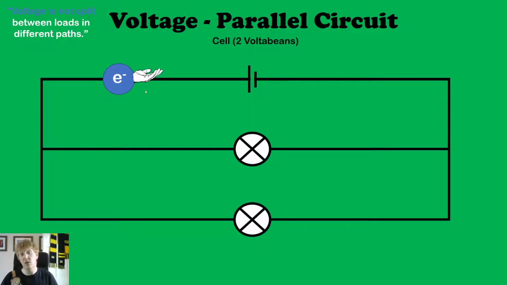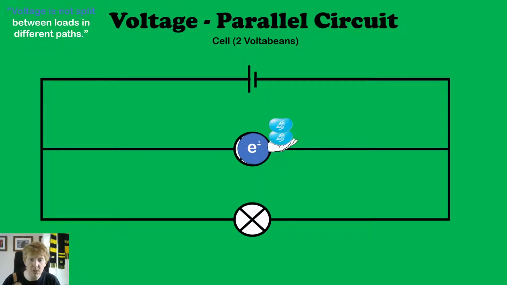Same scenario. We've got an electron and we've got a cell with 2 Volta Beans worth of energy. Electron comes along, gets its 2 Volta Beans, and it's then going to travel through the circuit. But at this point, it needs to make a choice. It either goes down path A or it goes down path B. And so if it goes down path A, you'll notice that there's only 1 load in this path. There is only 1 bulb.